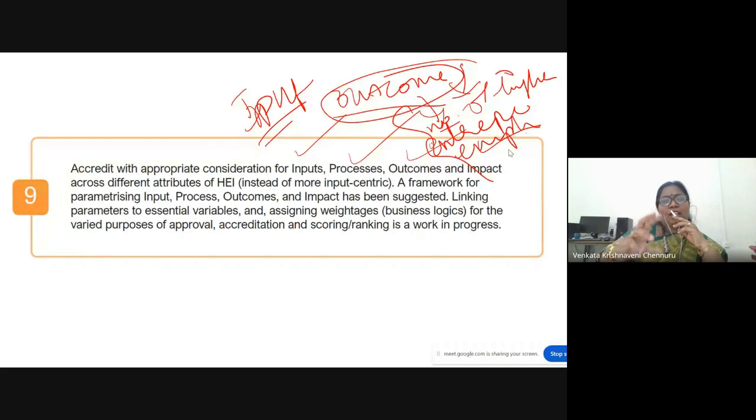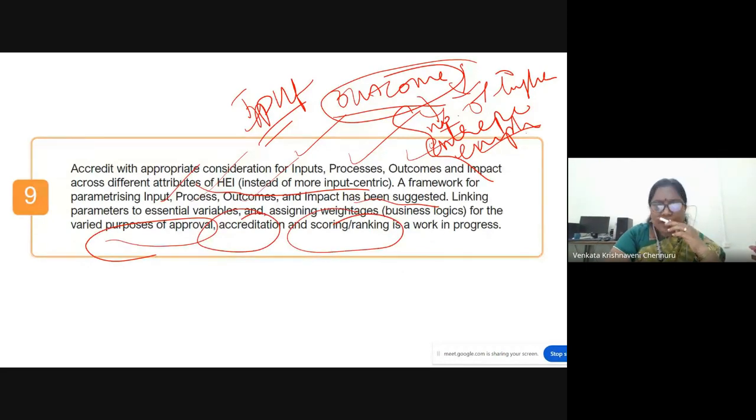There is a big table. As additional information, I can provide you with this. I'll show you at the end of this session. How input, process, outcomes, and impact were defined is given in the report. I'll be showing you that across different attributes of HEI instead of being more input centric. A framework for parameterizing input, process, outcomes, and impact has been suggested. Linking parameters to essential variables and assigning weightages for the varied purposes of approval, accreditation, and scoring or ranking is a work in progress actually. Short, mid, and long-term stages of work are going on.